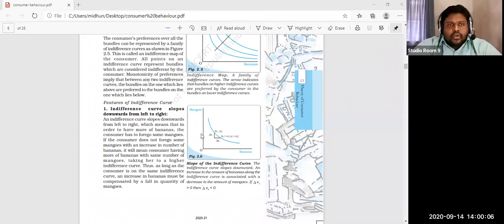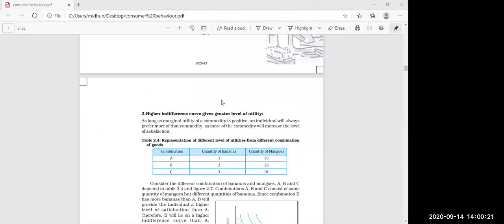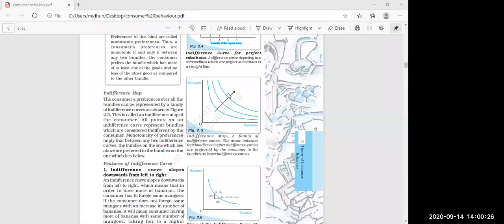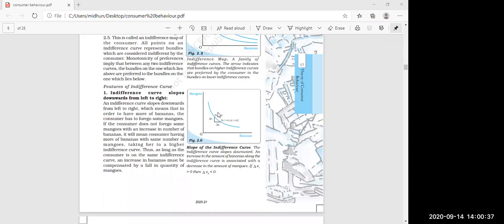Next feature, higher indifference curve gives a greater level of utility. In an indifference map, as we already observed, a number of ICs are here. A higher indifference curve always shows a higher purchasing capacity and a higher satisfaction also. You can see here on page number 4.